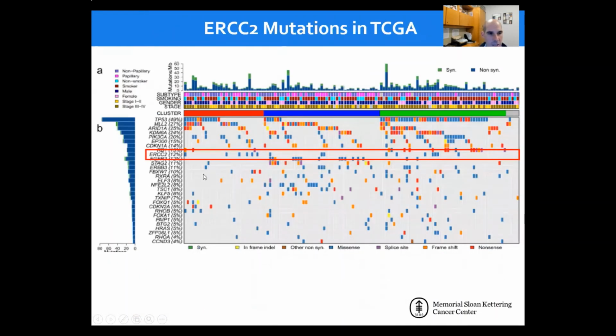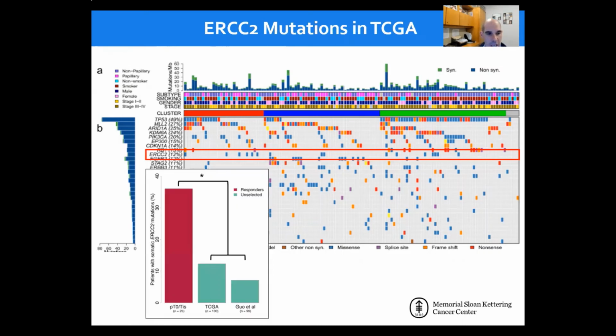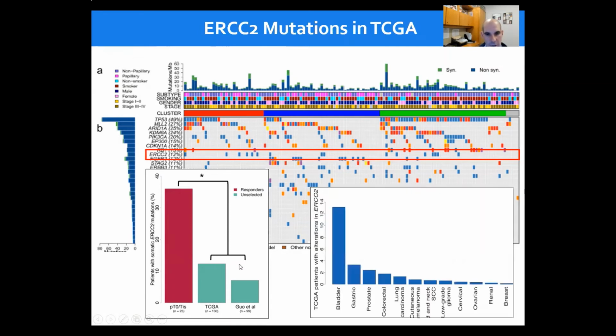So ERCC2, as seen here in the TCGA, is present in about 12% of all muscle invasive tumors. Interestingly enough, it is enriched in patients responding to neoadjuvant chemotherapy in that Ellie Van Allen paper, but it's present in about 12%, 10% or so in unselected cohorts of muscle invasive bladder cancer. And it is a gene that appears to be unique in bladder cancer. It's most commonly mutated in bladder cancer compared to other cancer types profiled by the TCGA.